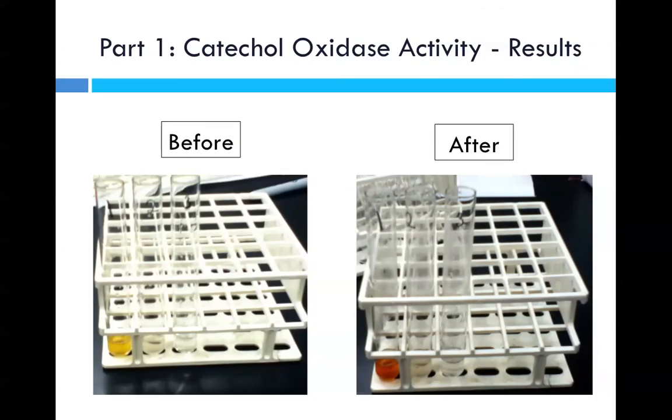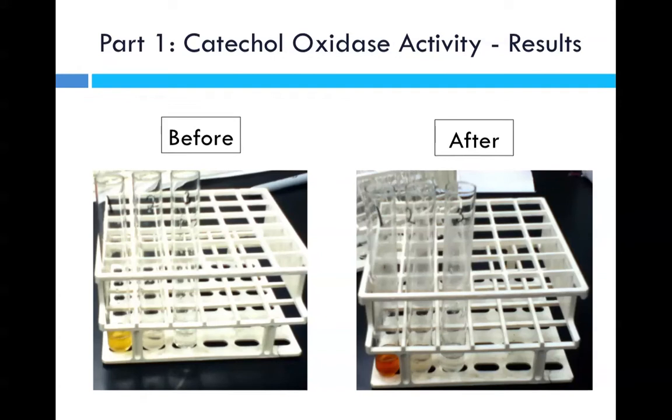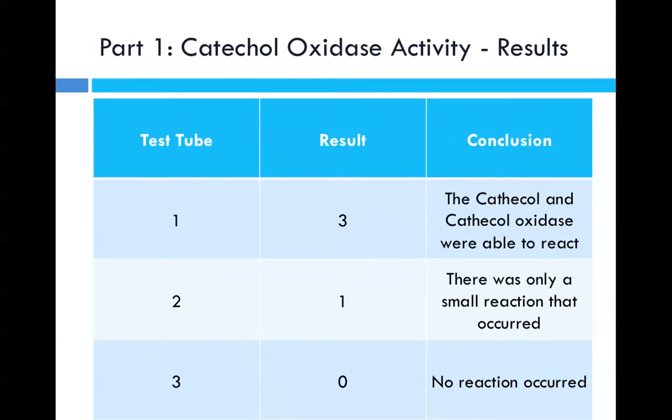These are the results of our catechol oxidase activity. On the left, this is before we placed the test tubes in the 40°C hot bath. And on the right side is the after, which is the result of putting the test tubes in the 40°C hot bath. Continuing on with our results, we conducted the experiment with test tubes 1, 2, and 3 to determine which ones would have a reaction between catechol oxidase and catechol.